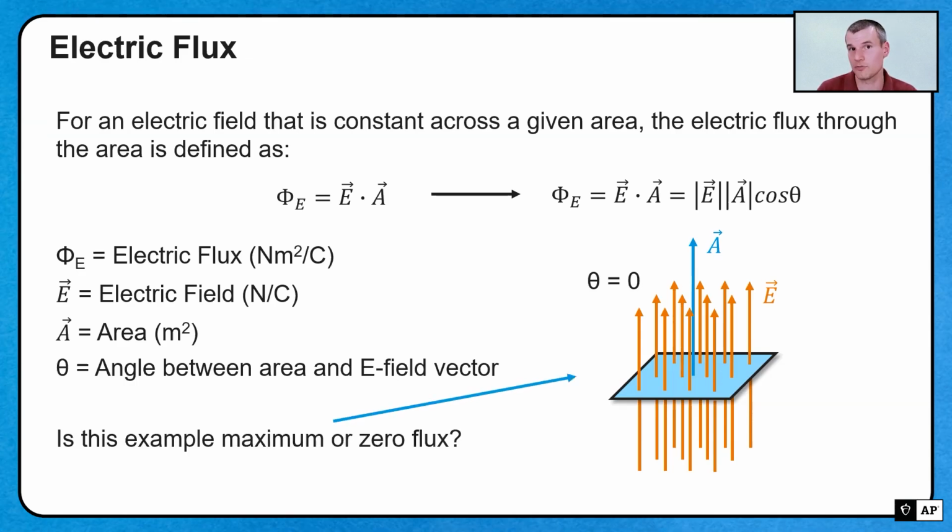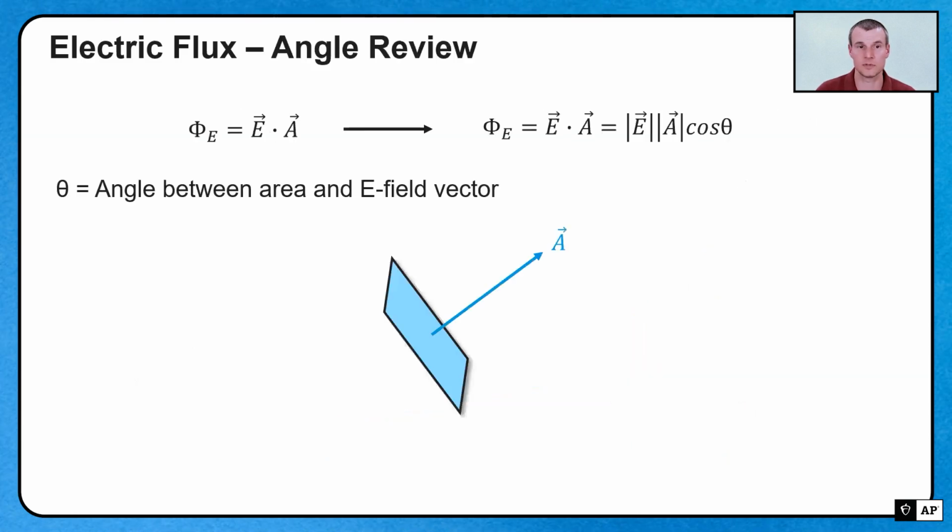Just to review what we did last slide, is this an example of maximum or 0 flux? Yes, this is maximum. Look at all those electric field lines going directly through that area. If the field was going directly that way, none would go through it. Think of it like a doorway to a classroom. People are actually influxing or effluxing if they're going into or out of the room. If they're just walking by in the hallway, there is no flux. So we have to have things going through our given area, and that's what we have here. This is our maximum flux, because theta is equal to 0.